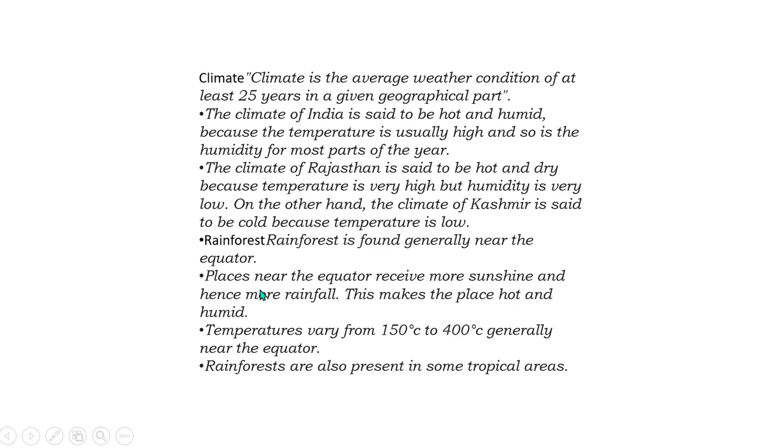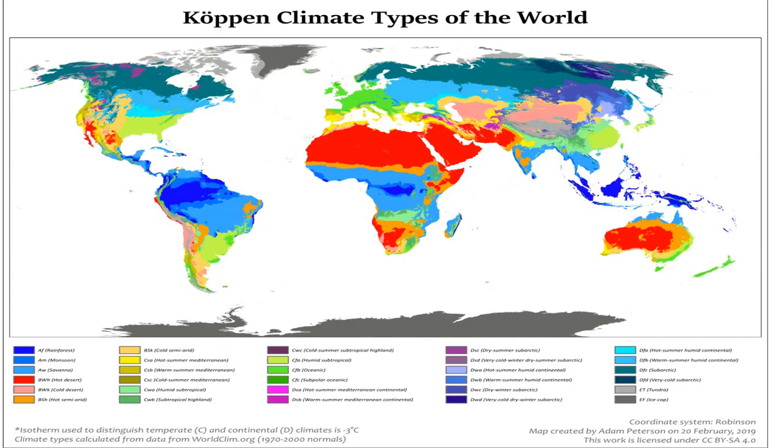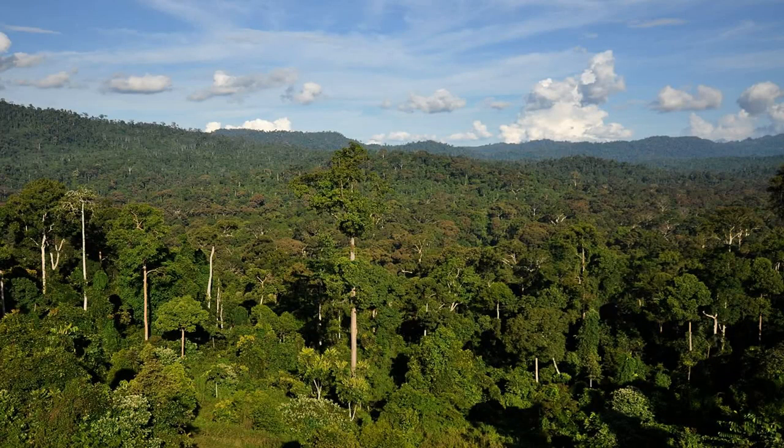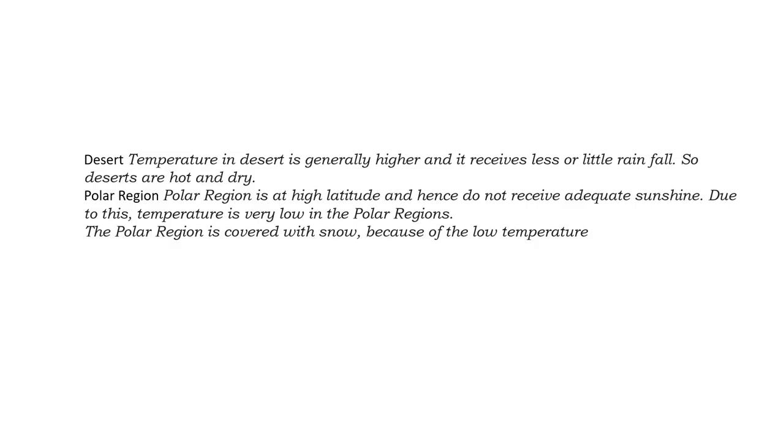It is generally near the equator, and places near the equator receive more sunshine, and hence the rainfall will be more in these regions. The climatic condition of such a region will be hot and humid. And rainforests are also present in some tropical areas. And this is a Köppen climate map of the world, and this is a dense forest. Based on the climatic condition, we have different types of regions.